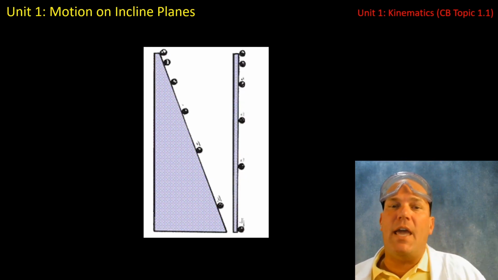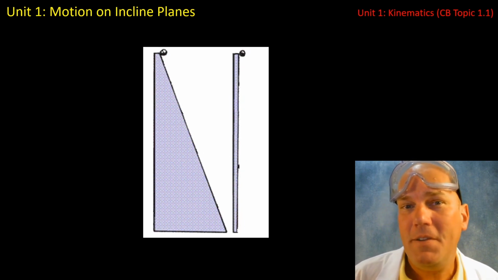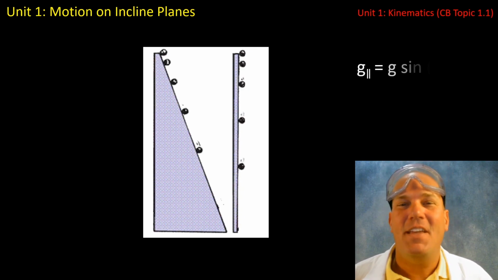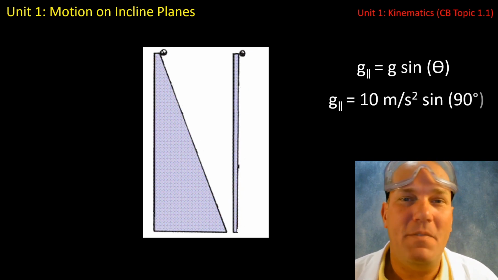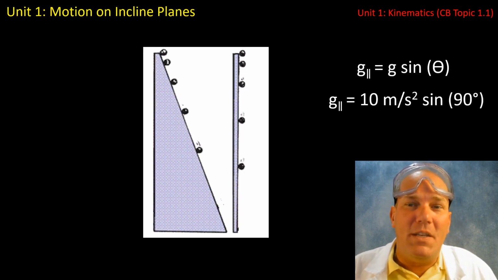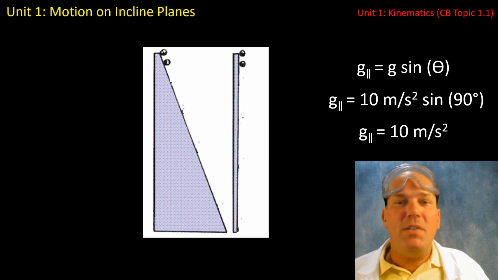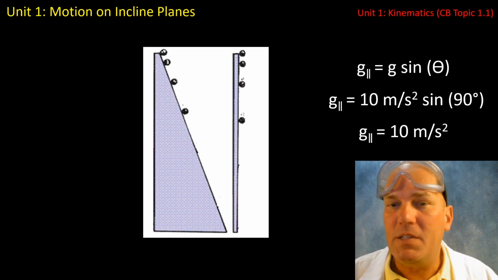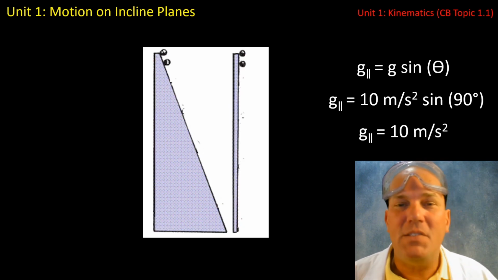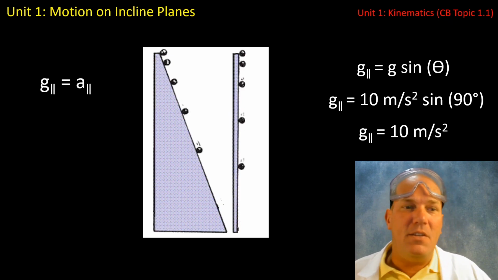Now let's look at this scenario. What's our angle here? 90 degrees. You see where I'm going with this, because the sine of 90 degrees is equal to 1. So 10 meters per second squared times 1 gives us the magnitude of the acceleration due to gravity. So in this case, the object's acceleration is indeed little g.